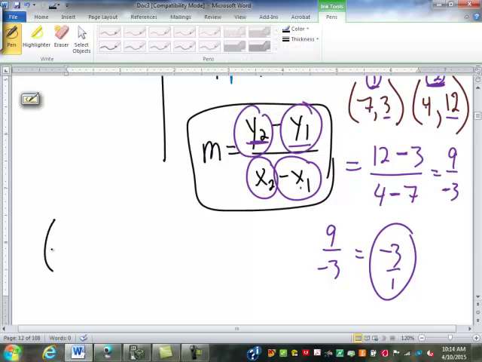Let's say I have the points -4, 1, and I am going to 6, -3. Find the slope.